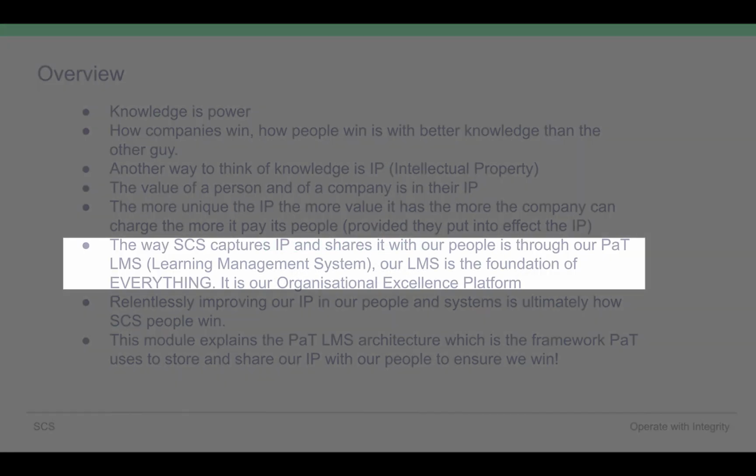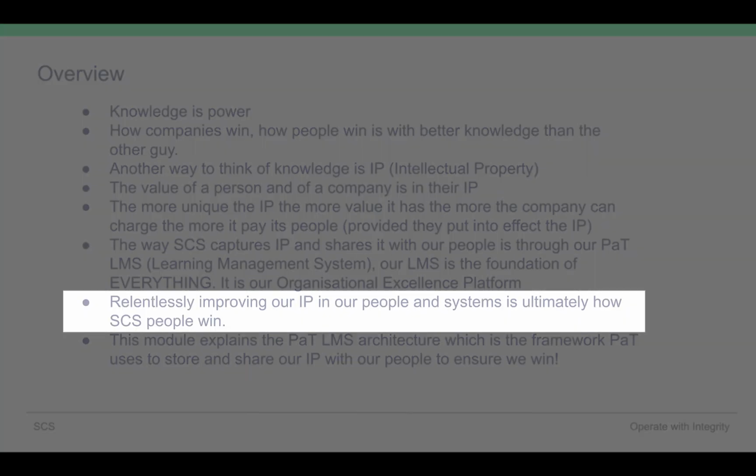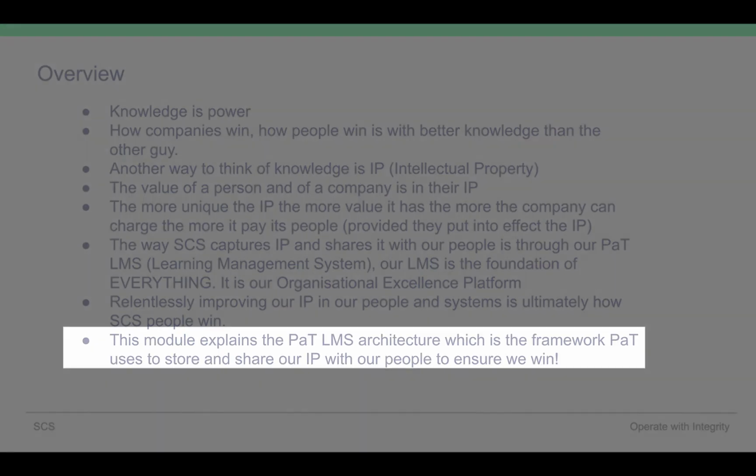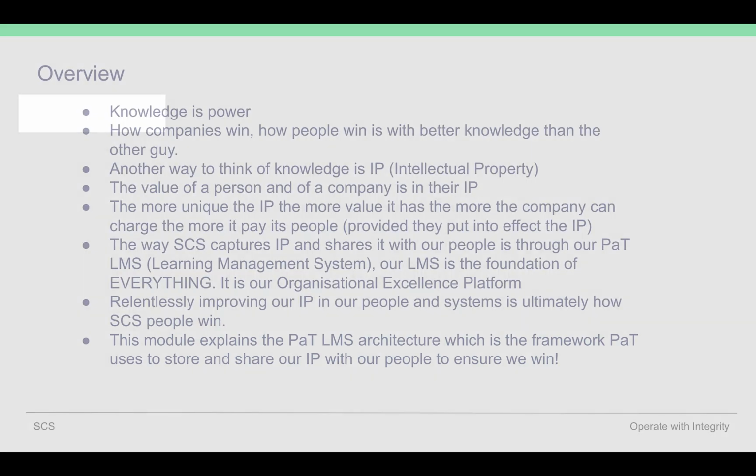The way SCS captures IP and shares it with our people is through our PAT LMS. LMS stands for Learning Management System. Our LMS is the foundation of everything. It is the organisational excellence platform that we use to drive excellence through our business. Relentlessly improving our IP and our people and systems is ultimately how SCS people win. This module explains the PAT LMS architecture, which is the framework PAT uses to store and share our IP with our people to ensure we win.